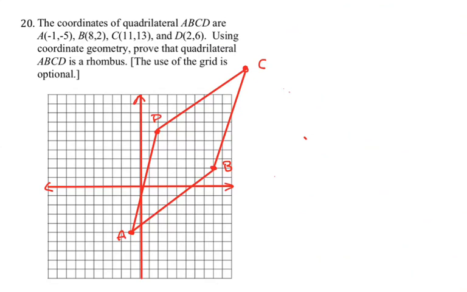Alright, so here we have what looks like a rhombus, but in order for us to see that it's a rhombus, what are we going to do? We're going to get the distance for all four sides. So first, AB. AB is x2 minus x1, so 8 minus -1, square. That's the x2 minus x1. And then the next one is y2 minus y1, so we have 2 minus -5.